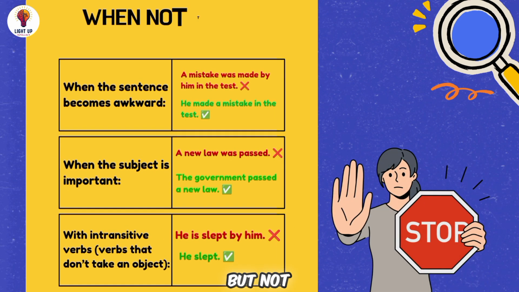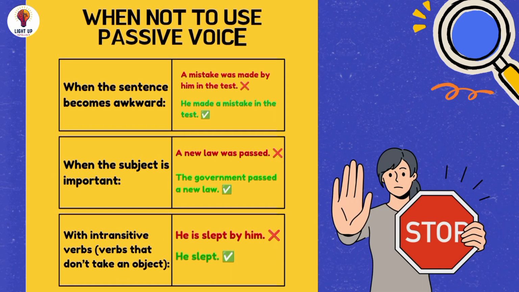Passive voice is useful, but not always necessary. Here's when to avoid it. When the sentence becomes awkward, when the subject is important, and with intransitive verbs that don't take an object.